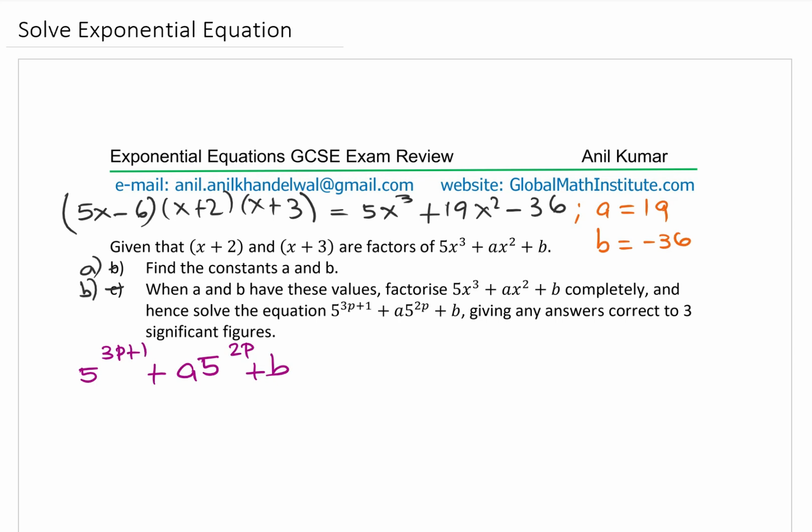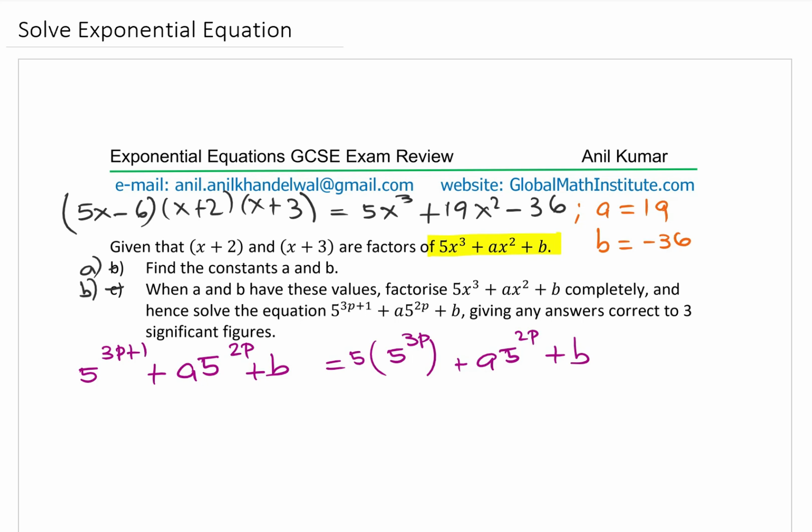Well, I could write this as 5 to the power of 3p, and the term that gives me an additional factor of 5, right? So that is how we could write exponent 3p plus 1. And then we have a, 5 to the power of 2p plus b. Now this equation is actually similar to the equation which we just factored. And therefore, we could factor it in a similar fashion, correct?